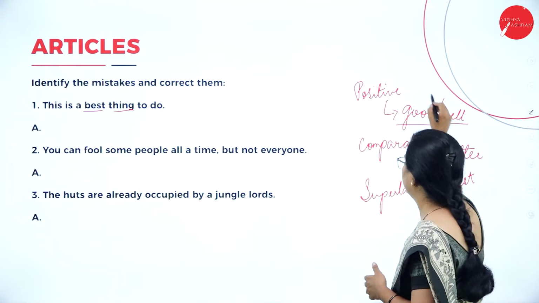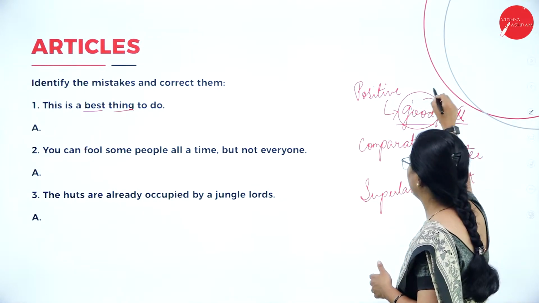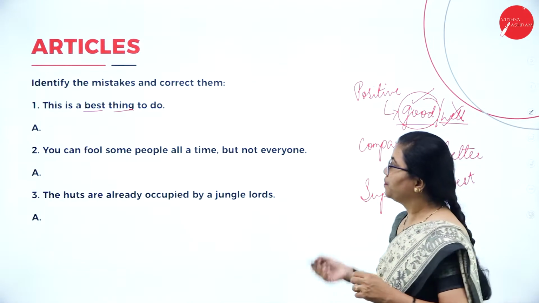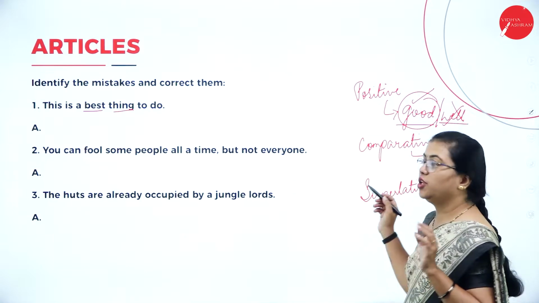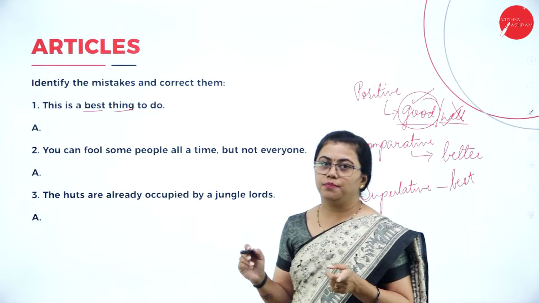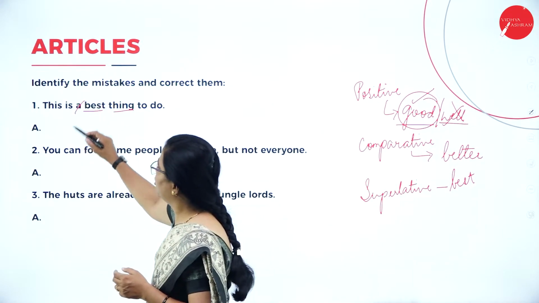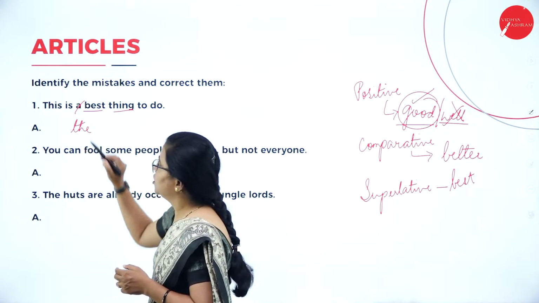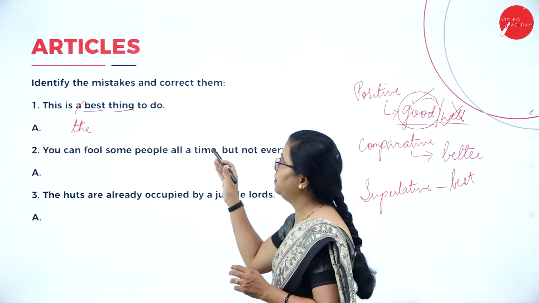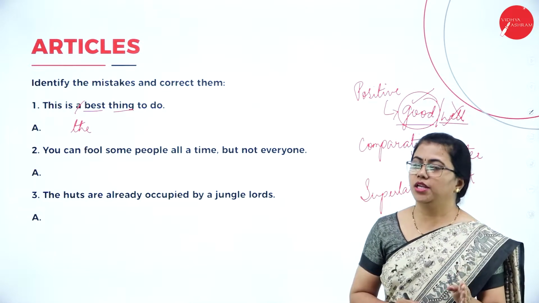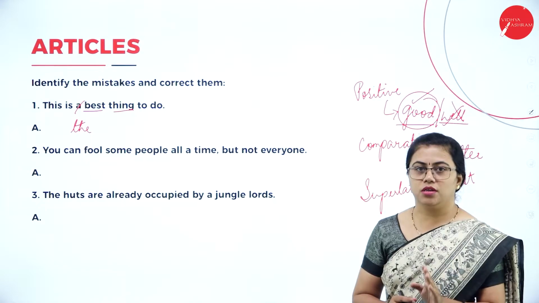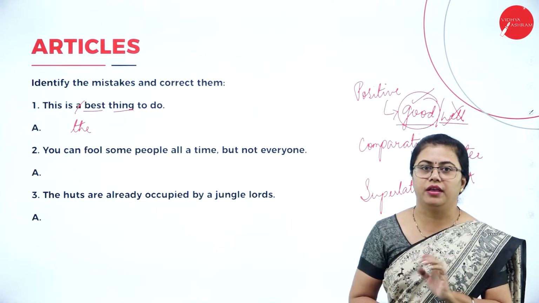So we'll consider this part. We are not taking this, we are going to take this. Here, this is a best thing to do. As I told you, with the superlative degree, you are supposed to use the. So instead of a, you are supposed to use the over here. So what does the sentence become? This is the best thing to do. Whenever there is a superlative degree, make sure you are using the, that is, the definite article only.